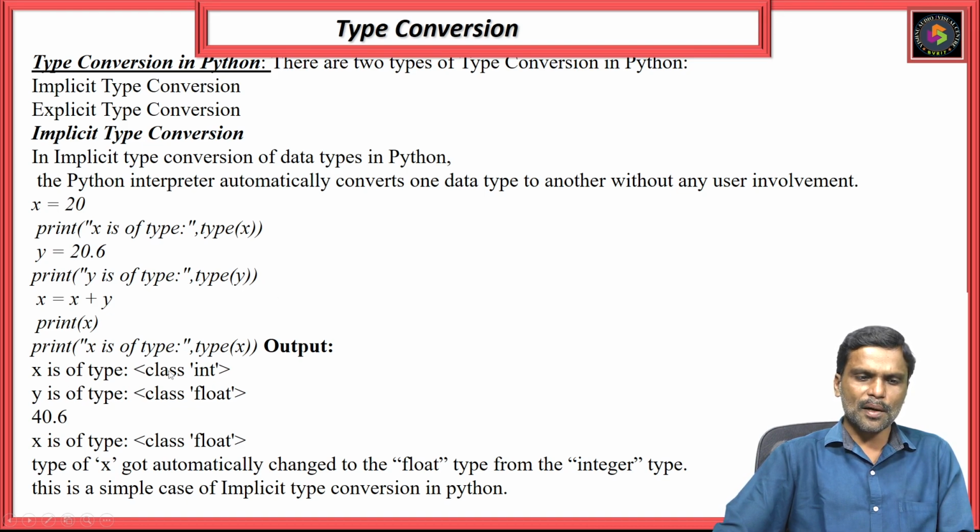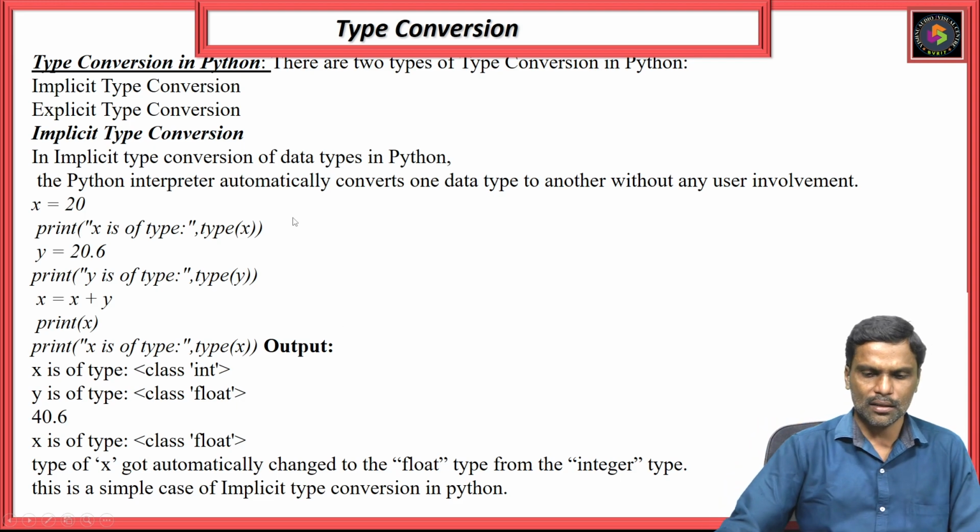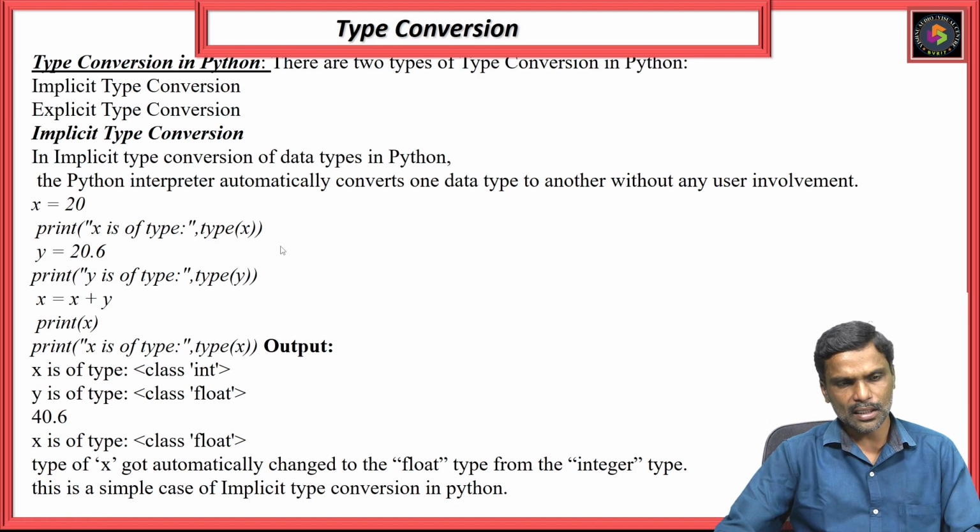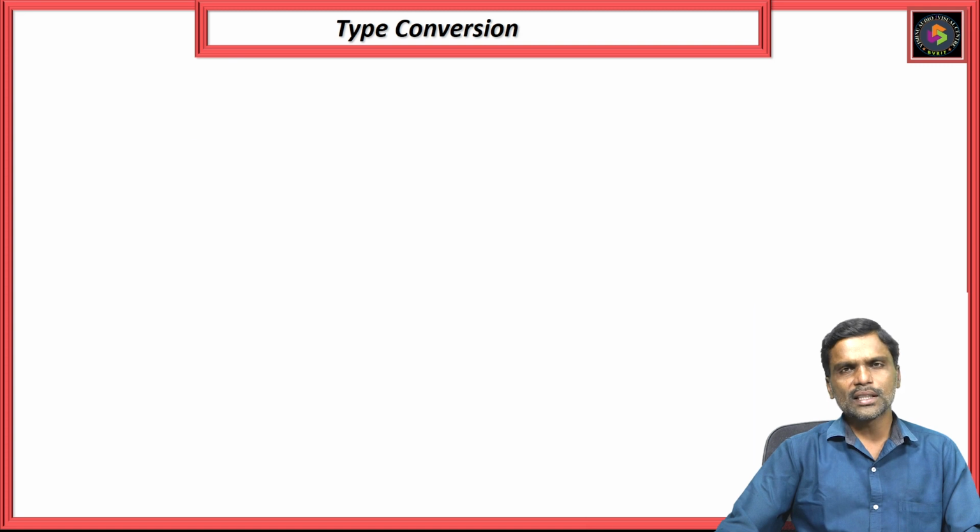Understand here, x is of type class int, y is of type class float. Again, for 40.6, it is float. The system automatically declares it, the interpreter can understand. Then what is explicit type conversion?